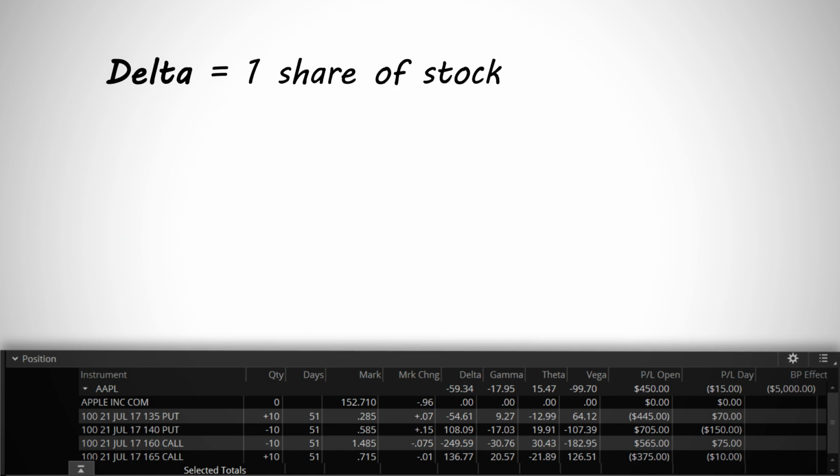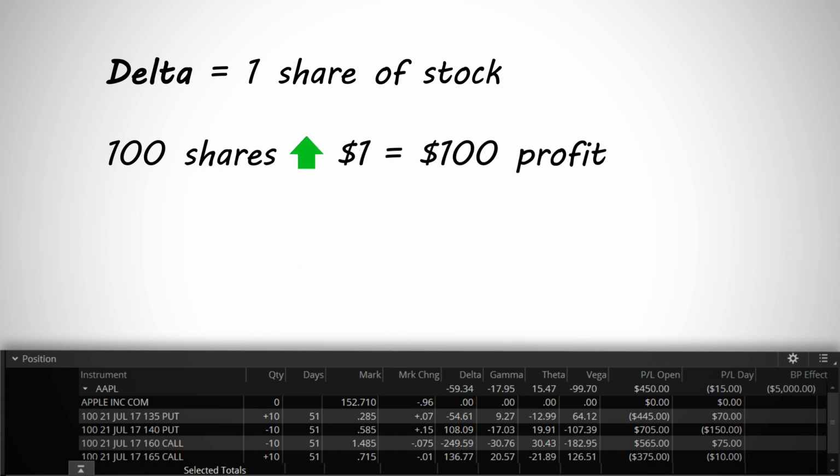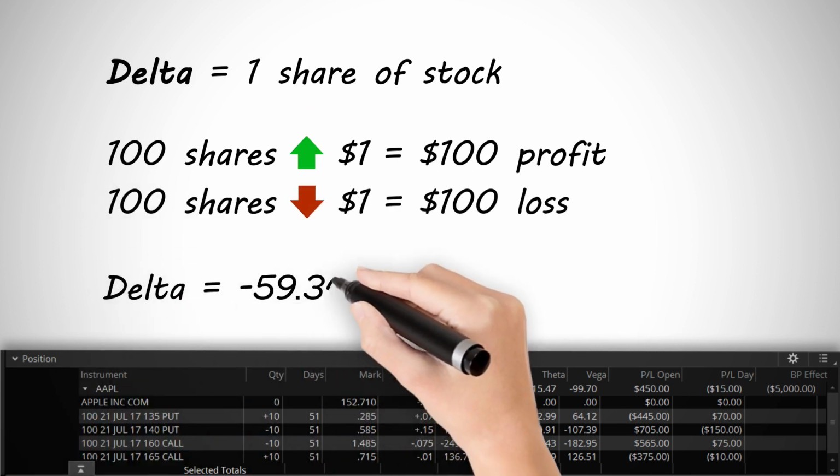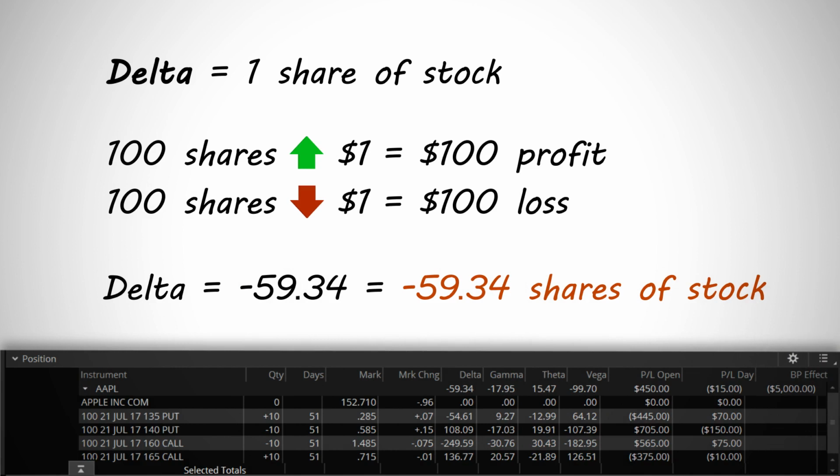You can evaluate your risk by simply evaluating a delta as equal to 1 share of stock. If we own 100 shares of stock and the stock goes up $1, we make $100. If it goes down $1, we lose $100. The same is true for deltas. If we have a position of negative 59 deltas, then it's equivalent to being short 59 shares of stock. The position delta of negative 59 is fairly small, which is typical in the case of an iron condor.